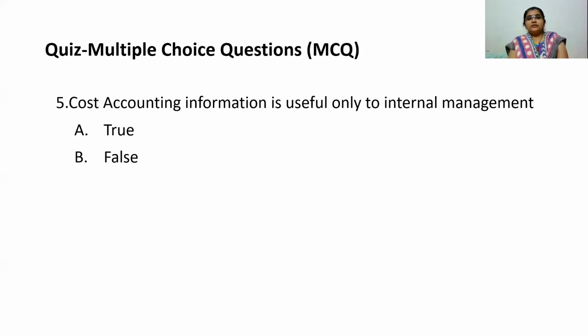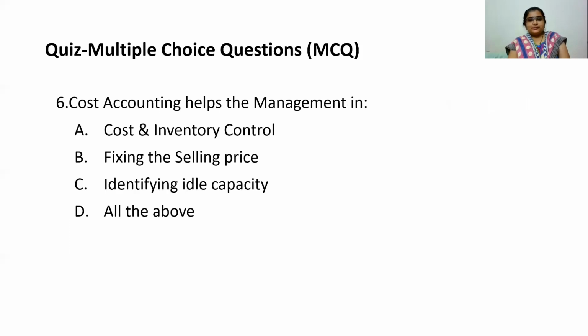And the other one: cost accounting information is useful only to internal management. Is it true or false? It is false. Cost accounting information is not useful only to internal management. It is very useful to know about that, not only internally; it gives us a broad spectrum towards knowing the environment. That is why it is false.